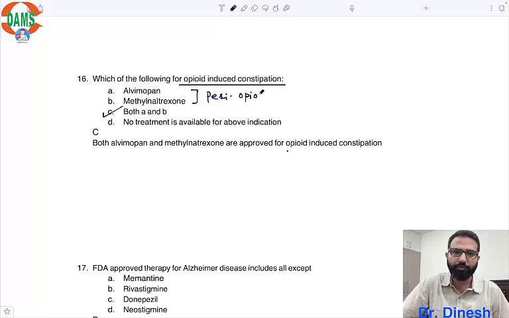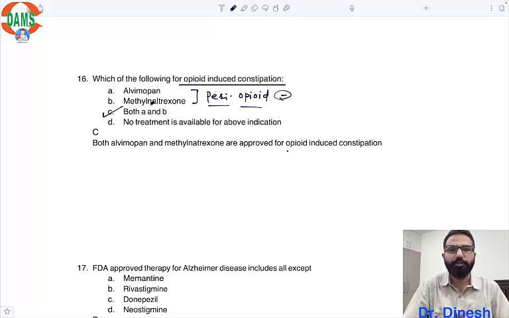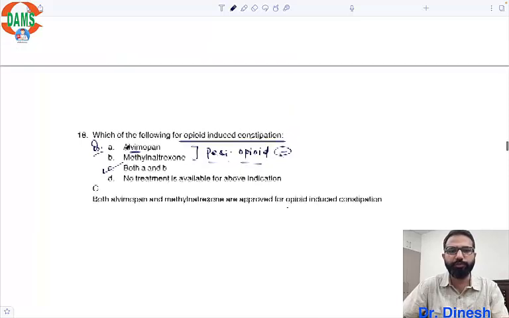Peripheral opioid antagonists, alvimopan and methylnaltrexone. So both are correct, right? Because opioid-induced constipation has no tolerance continuously. So this is about alvimopan and methylnaltrexone. Important question, alvimopan. So this is about opioid-induced constipation.